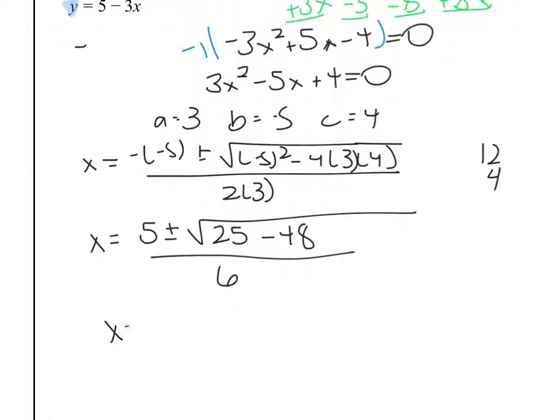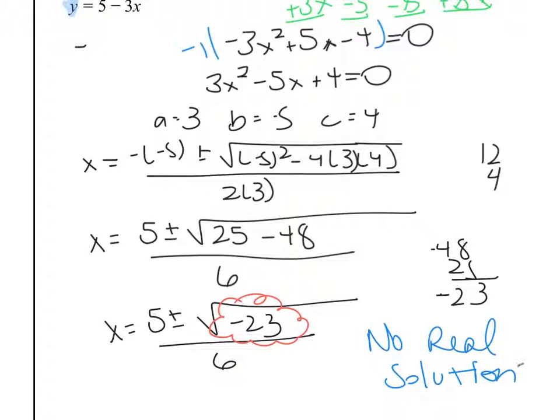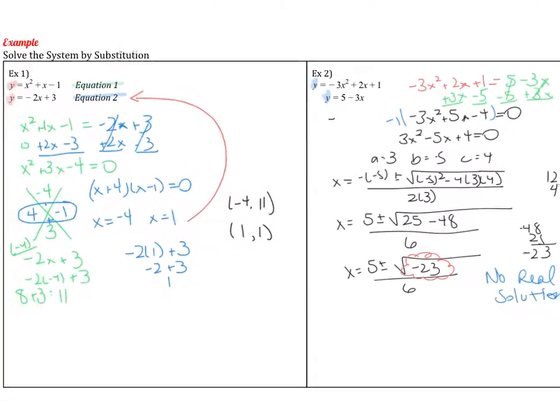So now x equals 5 plus or minus the square root of 25 minus 48. So that is negative 23. Now, if you remember, when we're using the quadratic formula, if we ever get a negative inside the square root, this means that there are no real solutions. If you get a negative inside the square root, which we call the discriminant, then that means there are no real solutions.